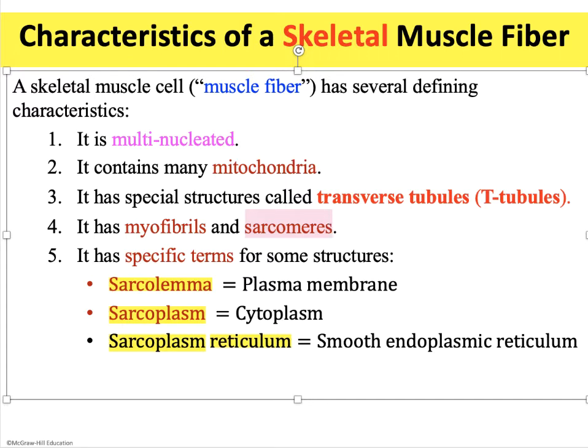Lastly, but unusually, these cells have the same structures as any other cell, except that the names have been supplemented. So whenever we talk about the sarcolemma, we're talking about the plasma membrane. When we are talking about the sarcoplasm, we're talking about the cytoplasm. And when we're talking about the sarcoplasmic reticulum, we're talking about the endoplasmic reticulum, the smooth endoplasmic reticulum in this case. So basically, we're using the word sarc to indicate that these are skeletal muscle cells.